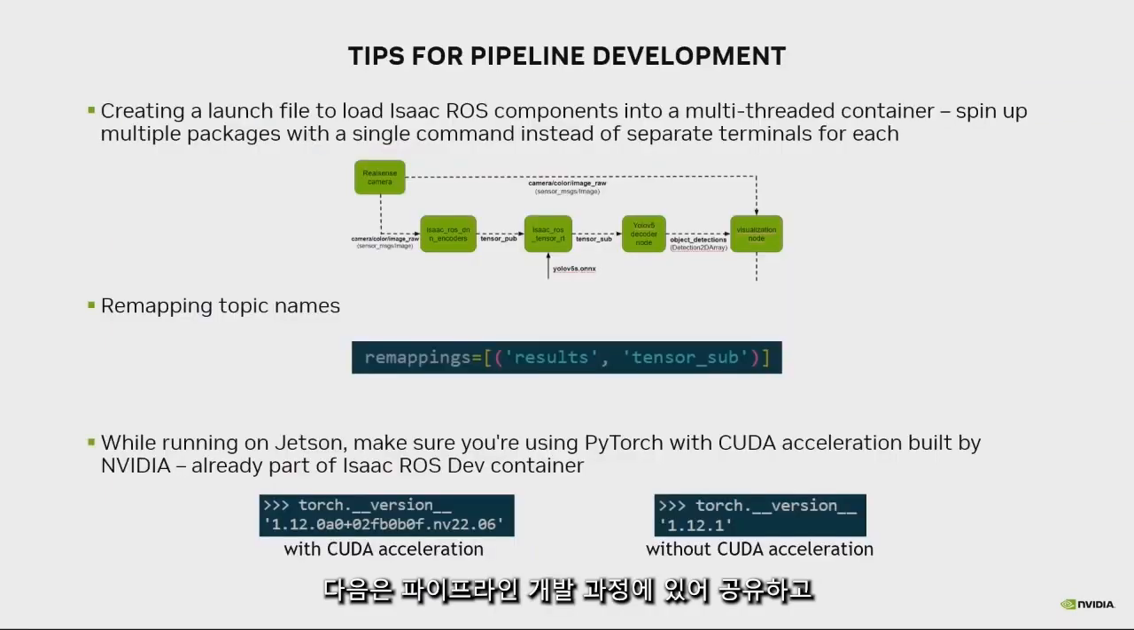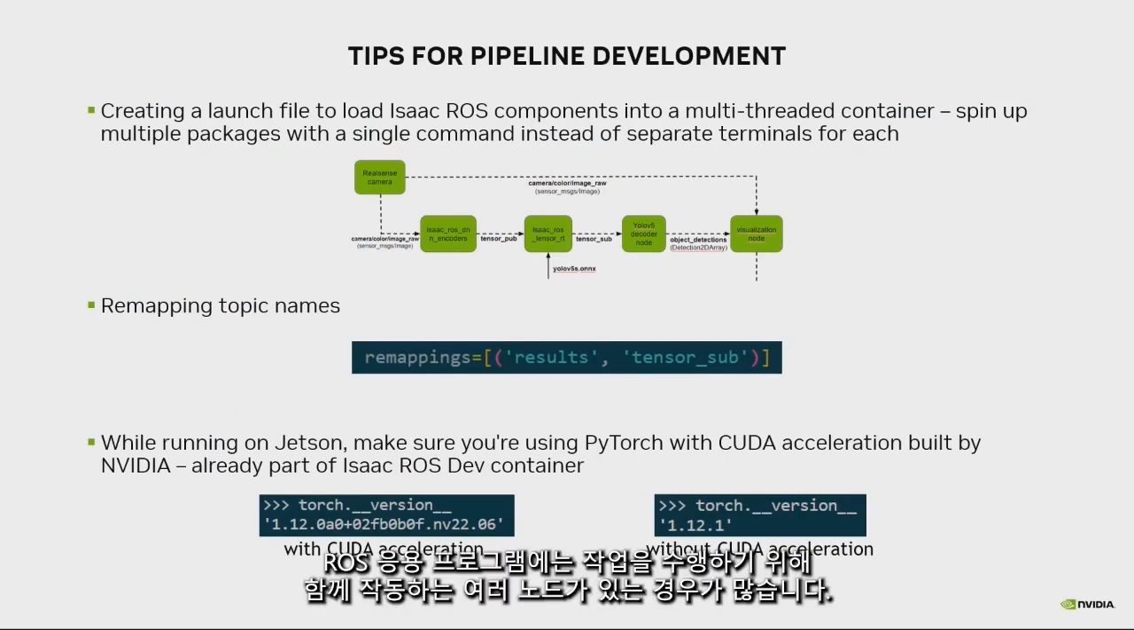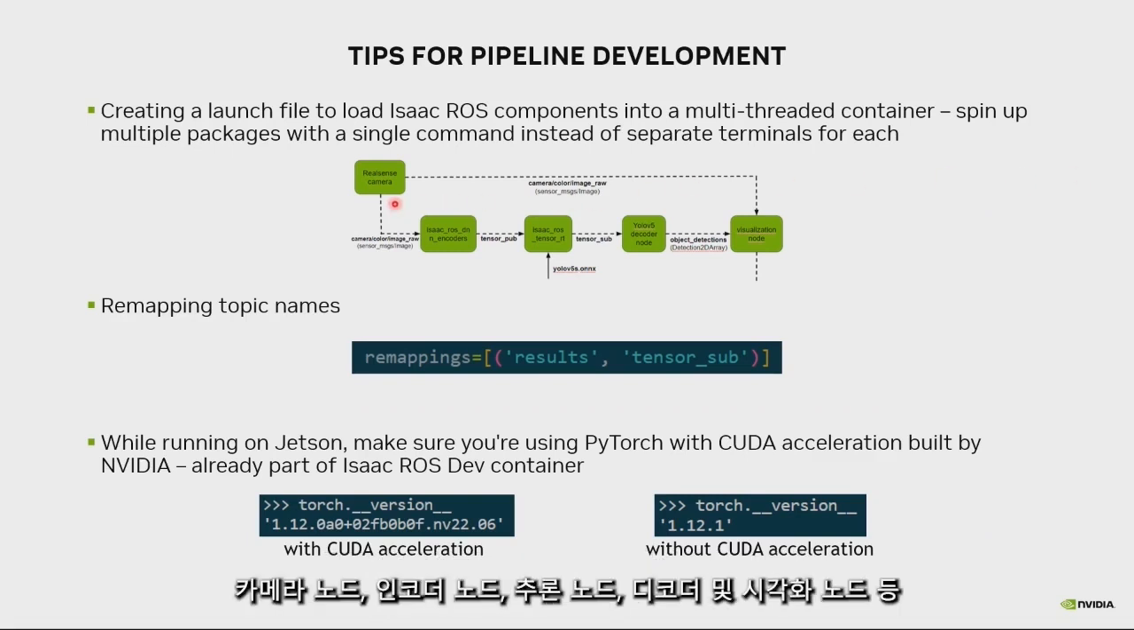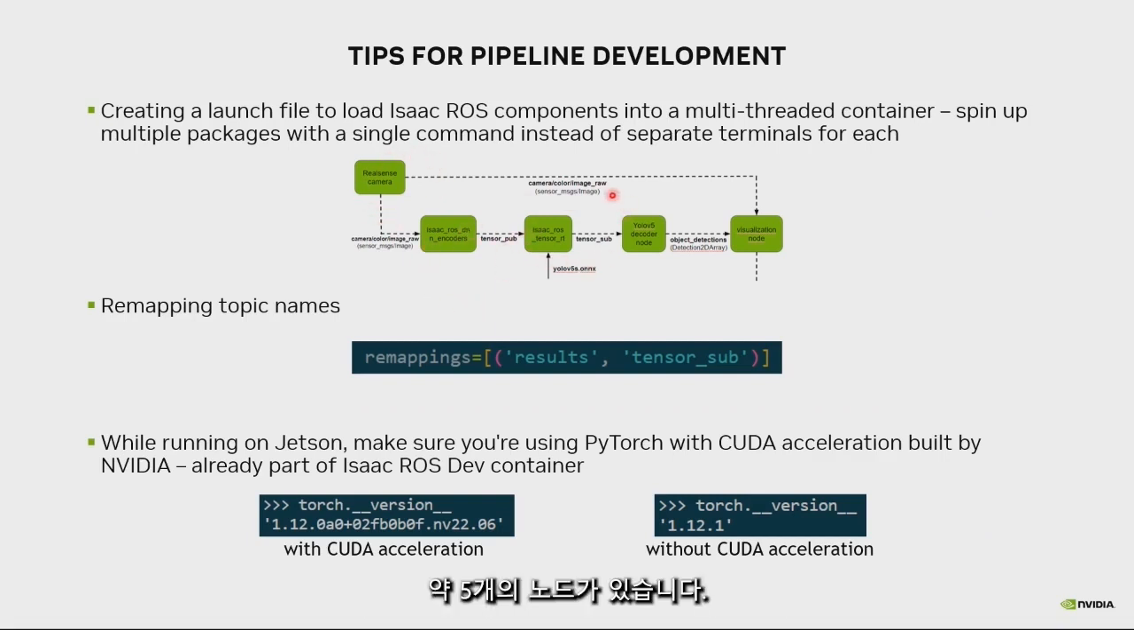These are some miscellaneous tips that I wanted to share during pipeline development. A ROS application often has multiple nodes working together to perform a task. Take our detection pipeline, for example. There are about 5 nodes: the camera node, the encoder node, the inference node, decoder, and the visualization node.